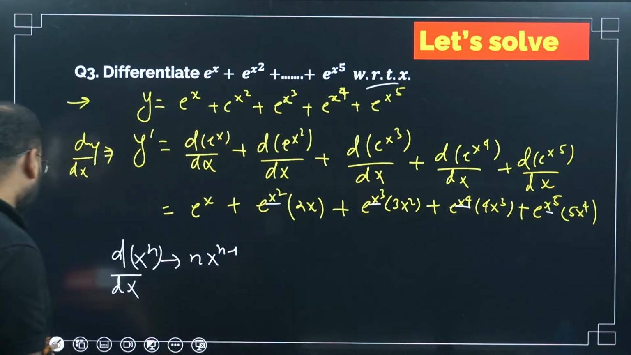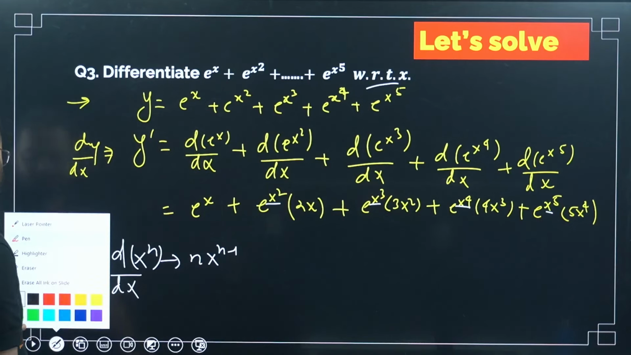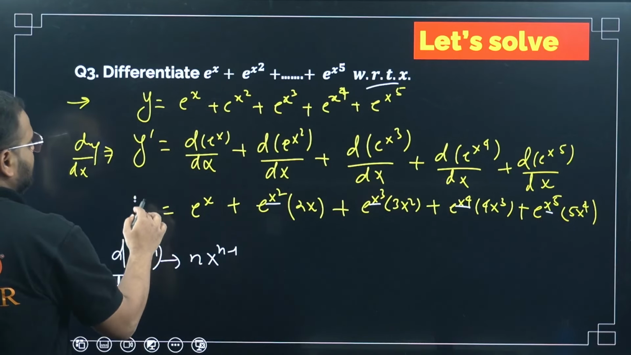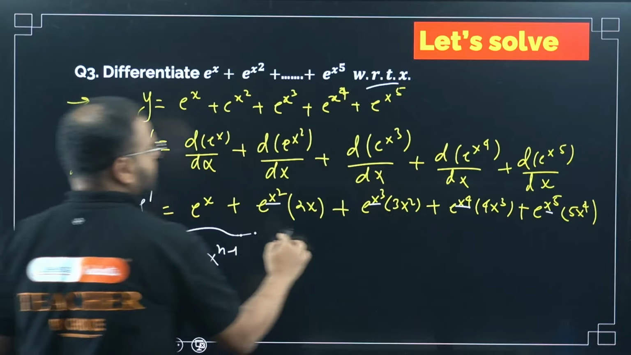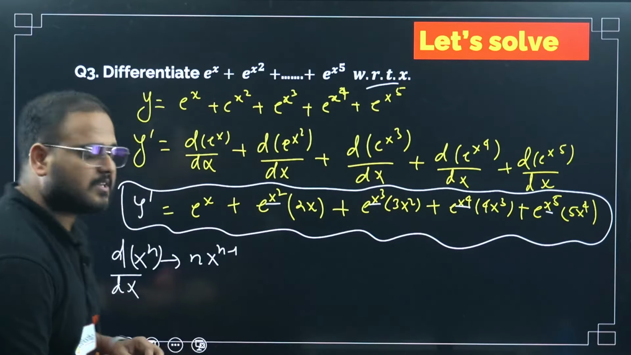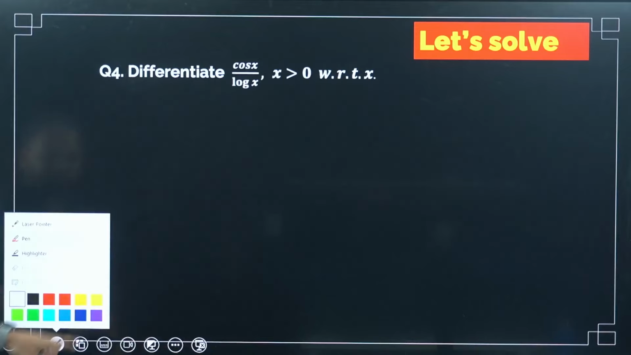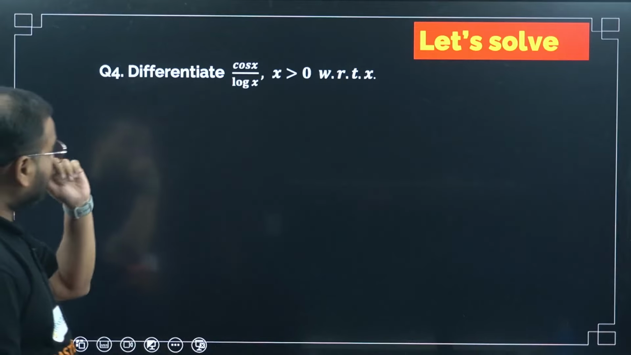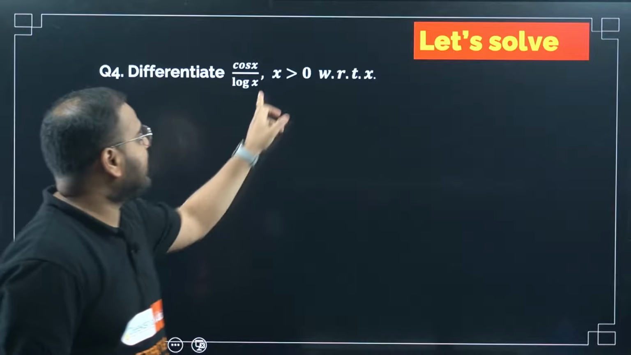Okay, so what is my final answer? Please check. This is my final answer. That's my final answer. Okay, I hope this is clear. Moving on. Differentiate cos x upon log x, provided x is greater than 0.